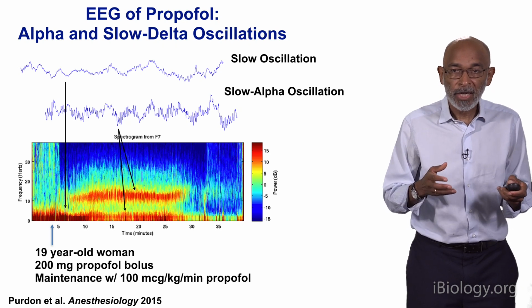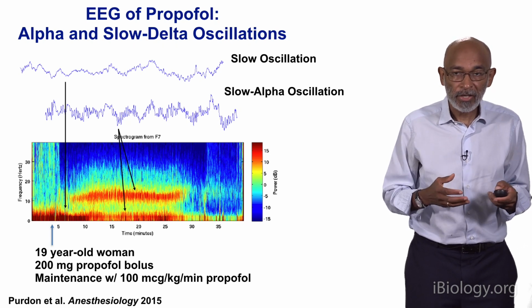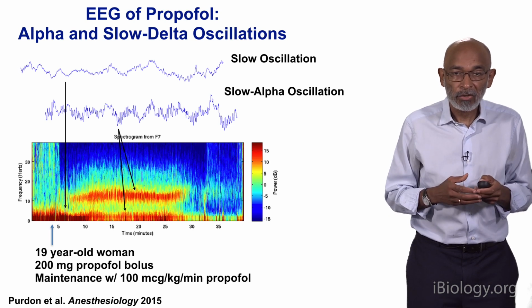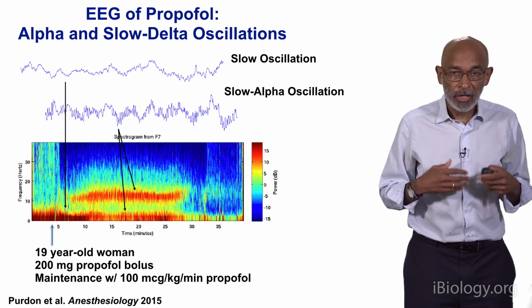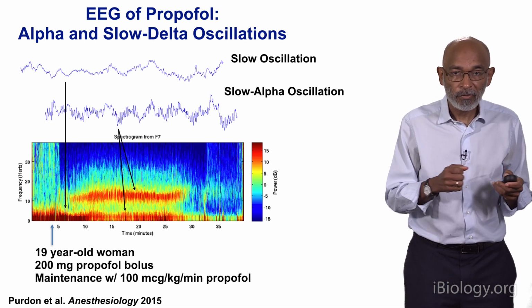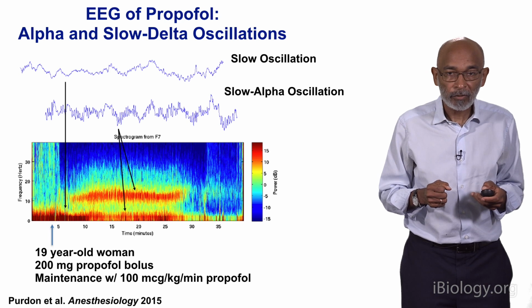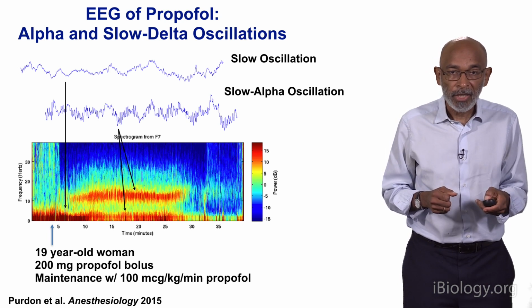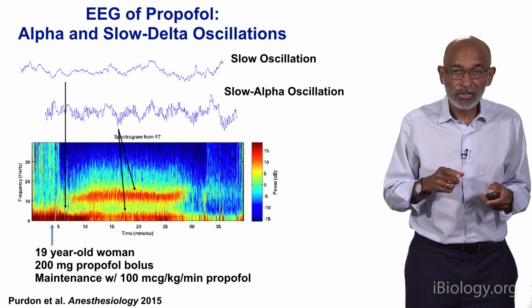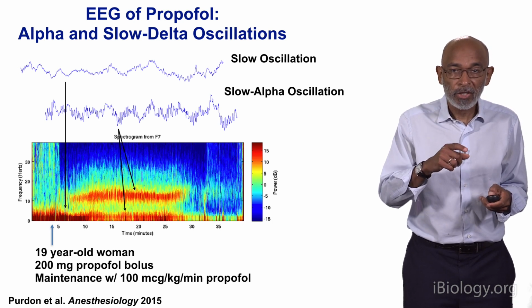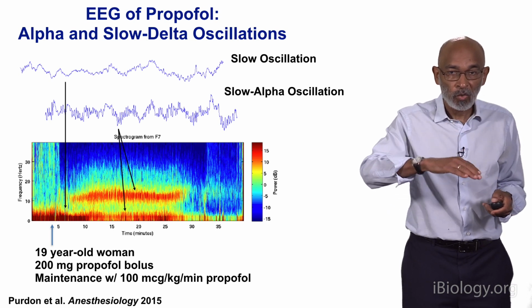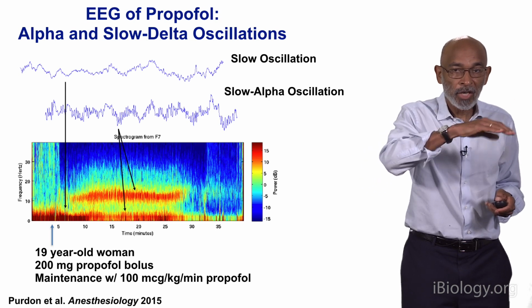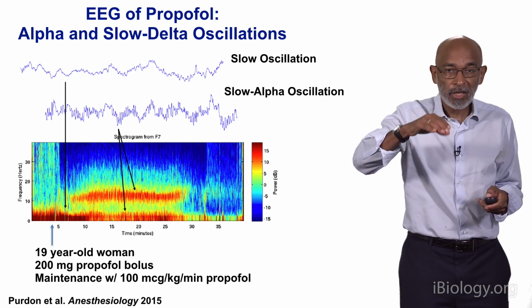So this is me now in the operating room, and I'm measuring this on a patient that I'm taking care of. This is a 19-year-old woman who was having a short procedure. So I gave her propofol, and then I gave her a propofol infusion to keep her unconscious. So you can see in the beginning there, you have these slow oscillations. Okay. And then the slow oscillations turn into slow and alpha oscillations. So you have initially just waves like this. Then you have waves that have a second wave riding on top.